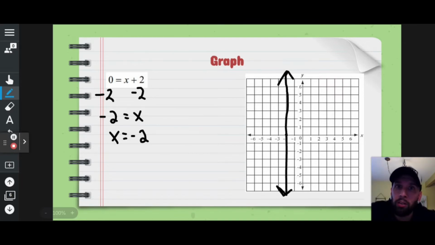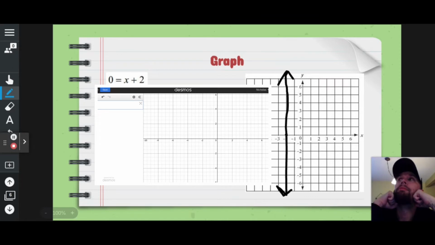How would you do this on Desmos? Just type in 0 equals x plus 2, and since there's no y attached, you are going to get a vertical line going through -2. So if I wanted to get x all by itself, I'd subtract 2 from both sides, so it would be x equals -2, and so you can see that vertical line going through -2 and nothing else.